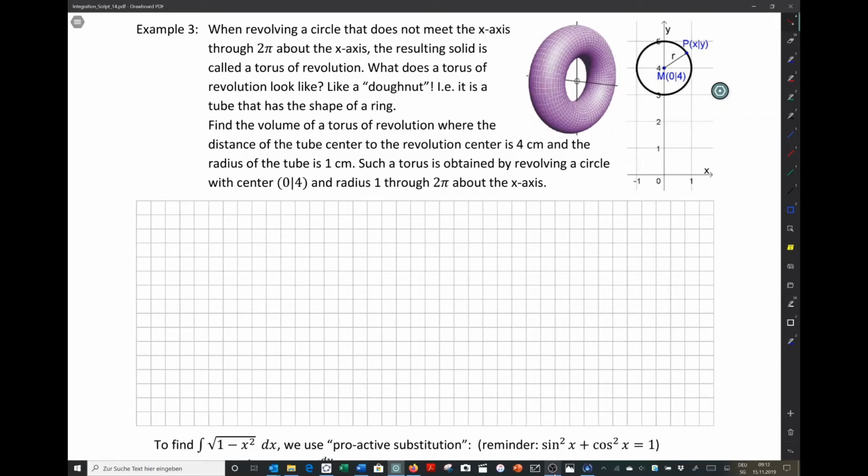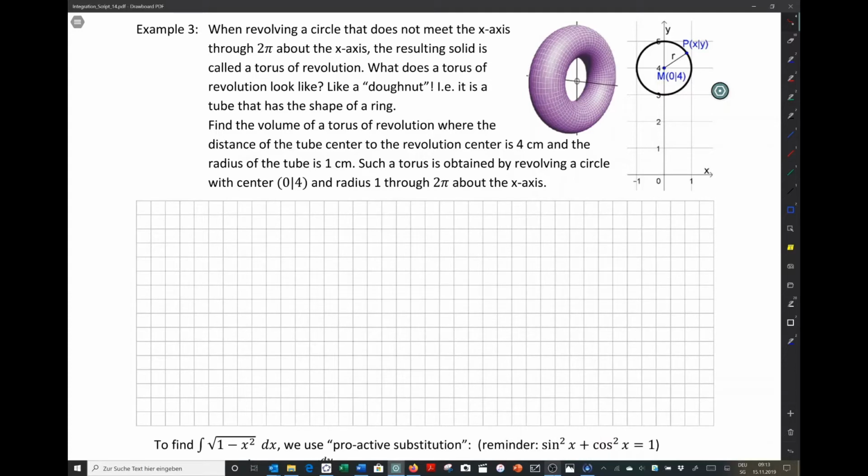In this example, we're going to look at how to find the volume of a torus. A torus is obtained by revolving a circle that does not meet the x-axis through 2 pi about the x-axis. The result of this operation is a donut, we could say, a tube that has the form of a ring. This solid is called a torus.